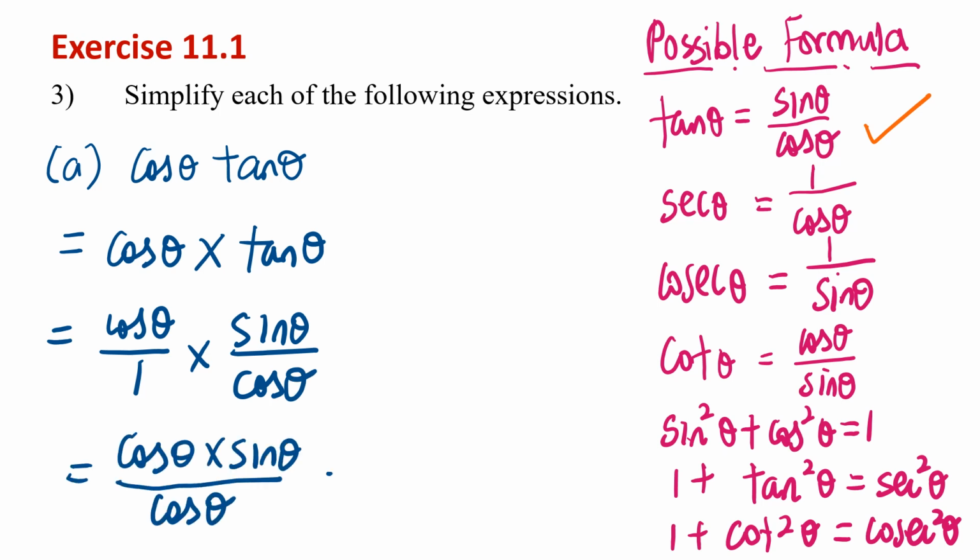Alright, and then you just multiply the numerator and multiply the denominator to give you cos theta times sine theta over cos theta. And cos theta divided by cos theta gives you 1. So 1 times sine theta equals sine theta. So this is how you can make use of the formula on the right to simplify the expression.